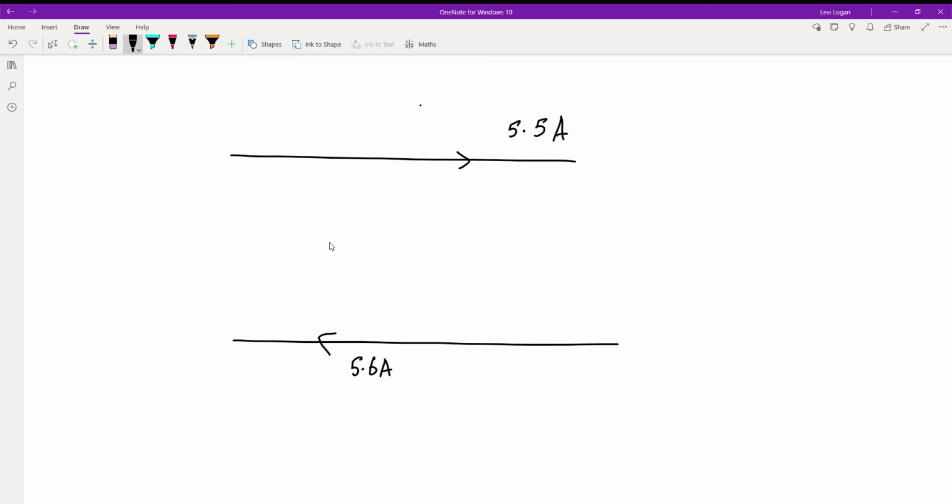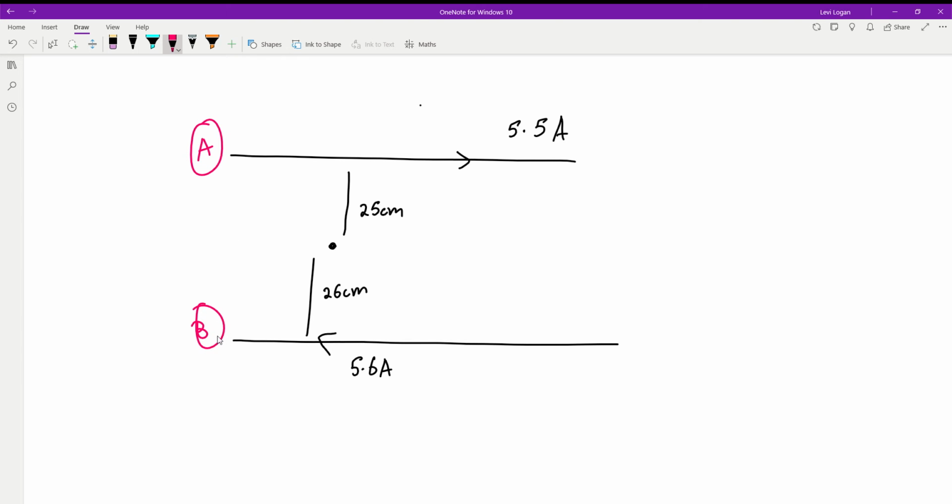And let's say we want to work out the magnetic field strength, the net, at this point here. This is, let's say, 25 centimeters from here, and this is 26 centimeters. All right. Well, first of all, we need to work out whether the magnetic field from, let's say, wire A will cancel out or add with wire B.